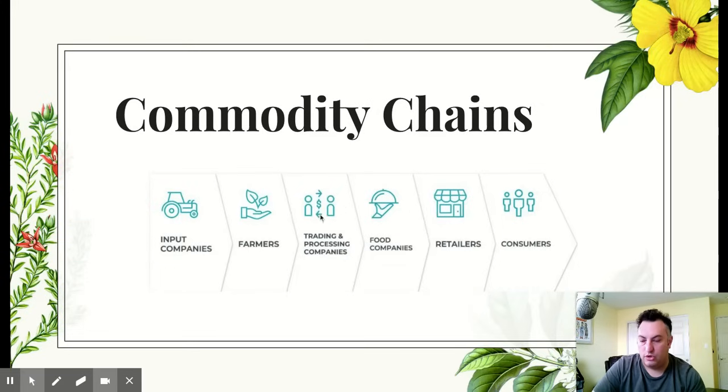They sell it off to a trading and processing company who are going to sell it off to a food company. And then it'll finally get to the retailers like an Albertsons or a Vons or a Ralph's here in San Diego. And then that's where you and me are going to go walk in with our masks on, hopefully, to go buy it off the shelf.